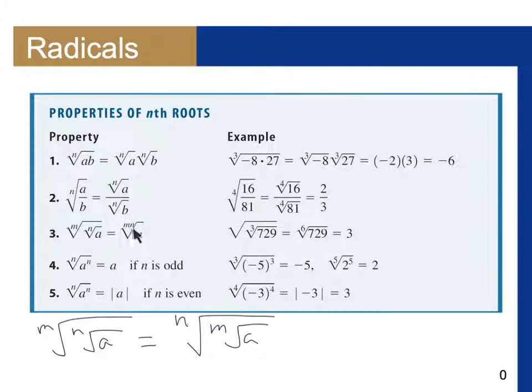So what we're doing is multiplying those, right? So the square root of the cube root of 729 is the same root as the sixth root of 729, which is 3.